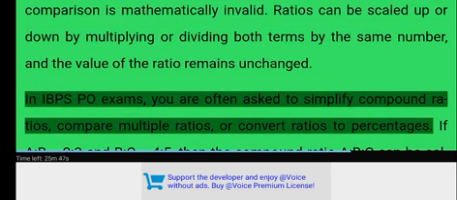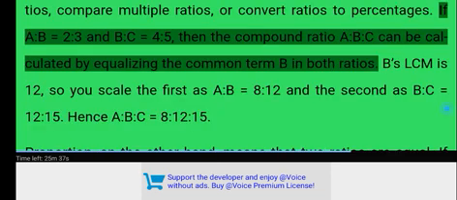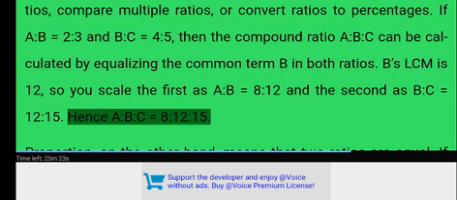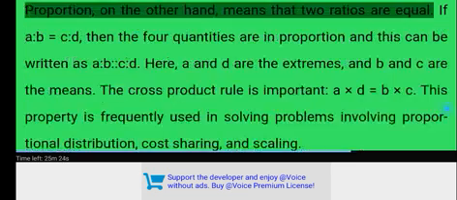In IBPS PO exams, you are often asked to simplify compound ratios, compare multiple ratios, or convert ratios to percentages. If A:B equals 2:3 and B:C equals 4:5, then the compound ratio A:B:C can be calculated by equalizing the common term B in both ratios. The LCM of B's values is 12, so you scale the first as A:B equals 8:12 and the second as B:C equals 12:15. Hence A:B:C equals 8:12:15.